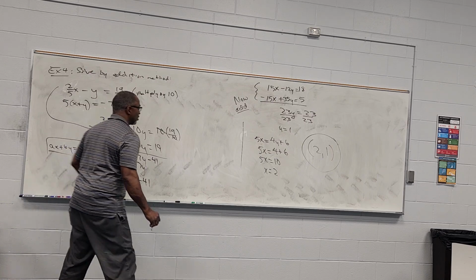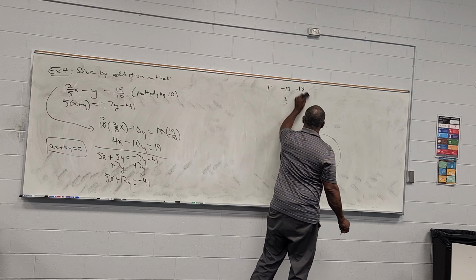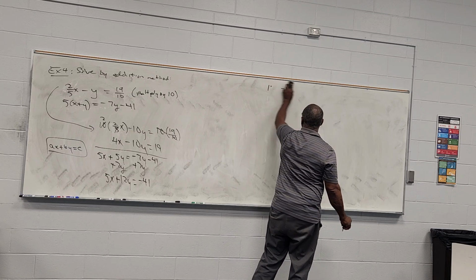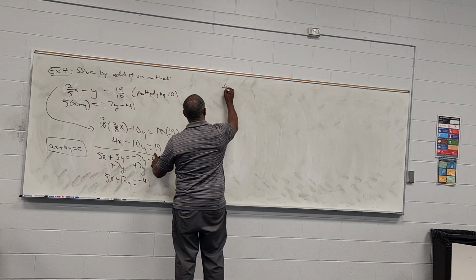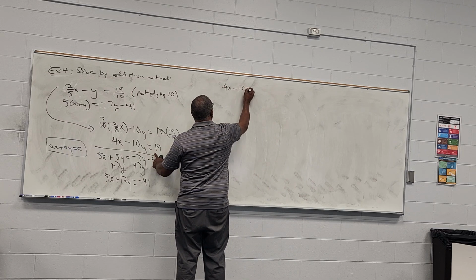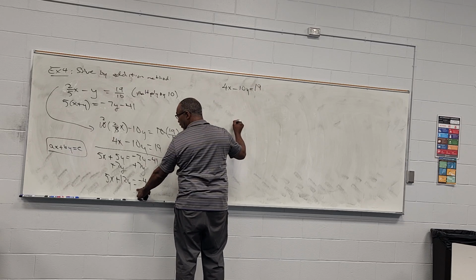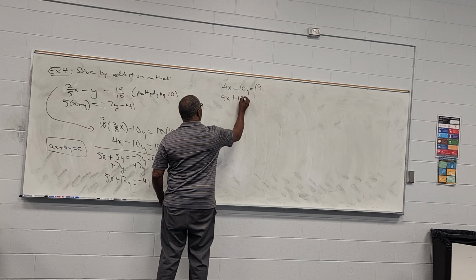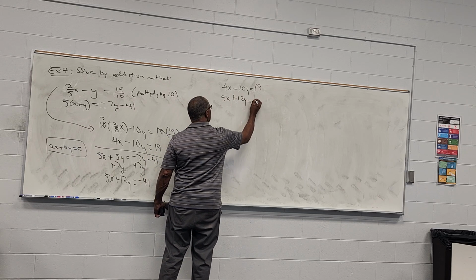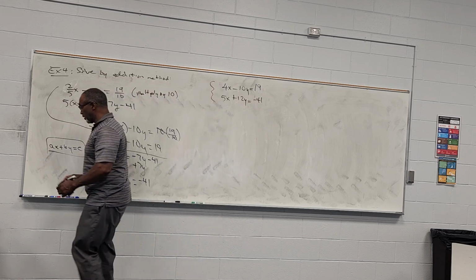So now our system looks a lot better. Let's write down the system of two lines. They're going to look a lot better than they did initially. So that first line turned into 4x minus 10y equals 19. This line, when I cleaned it up, became 5x plus 12y equals negative 41. There's the system. That system and this system are the exact same two lines.